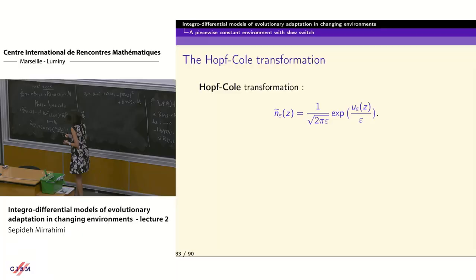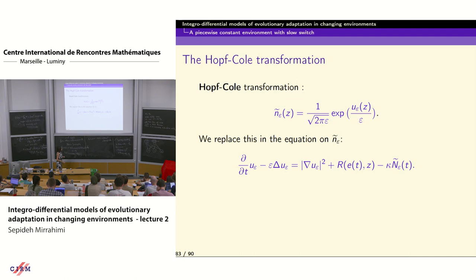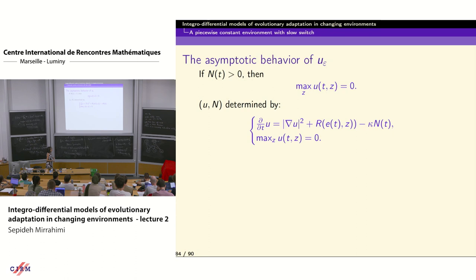And we can pass to the limit in this equation, again in the viscosity sense, and we would obtain this Hamilton-Jacobi equation. And so we can prove indeed a result which is similar to the previous results, but this time the Hamilton-Jacobi equation is a time-dependent Hamilton-Jacobi equation. And we still have this maximum of u equal to zero.